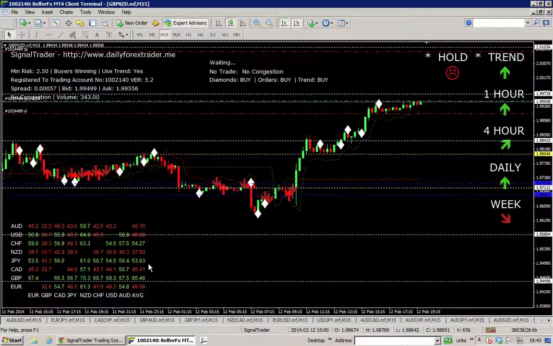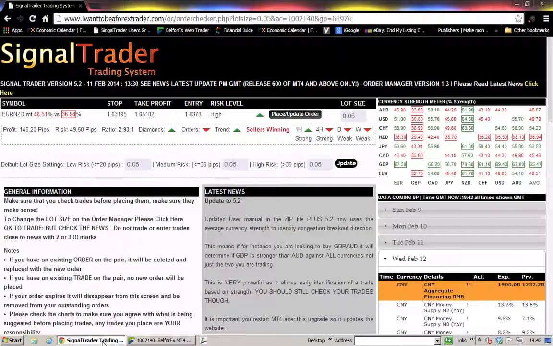Now let's move over to the web-based interface and look at the currency meter there, because it's also available on the web-based interface. The currency strength meter sits here, and the ones with the boxes around them, you can see these red ones here.